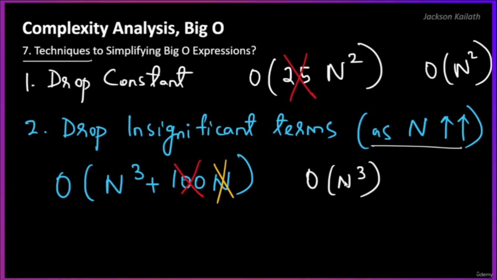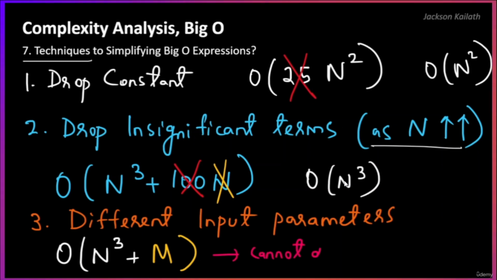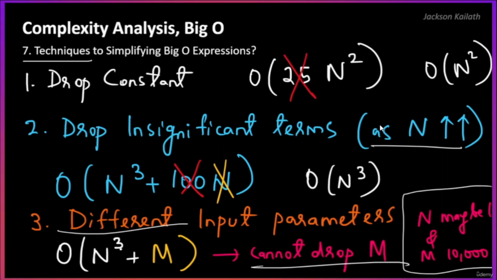Now the third point is, if there are different input parameters, this is something that you should remember, you cannot drop them. For example, if you have O of n cube plus m, you cannot drop this m just because you have n cube over here. So that's an important thing. All right, so why is that so? For example, there can be a scenario where n is just 1, but m is 10,000. So you can see that in that case, m is much bigger than n cube. If the input parameters are different, then you cannot drop them just because one is of greater power, etc. Like if this was n, then we would have dropped it, but because both of them are different, you cannot drop them. All right, so these are three interesting techniques that you can keep in mind to simplify big O expressions.